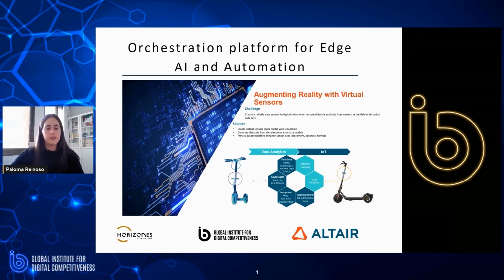So for example, what we have over here are two scooters. One would be the virtual representation, as always, and the other one is the physical one. What we've been doing with the virtual representation is training a model to be able to determine the weight of the person that is riding the scooter. Not because we want to know the weight of that person, but because we want to know if there's just one person riding the scooter, or if it's more than one person, because you know that's forbidden.